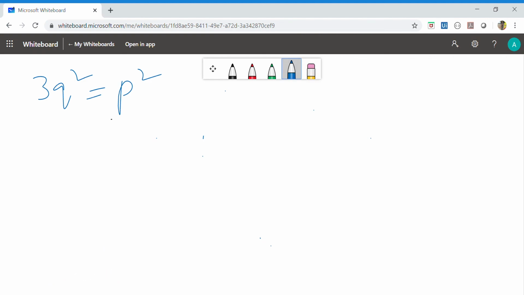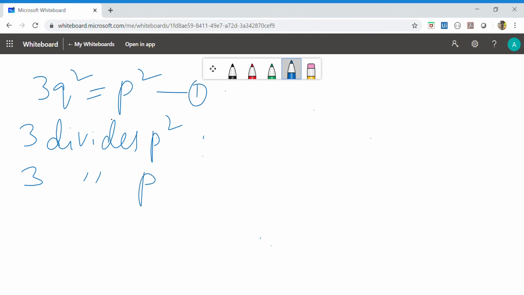Then, just now I said the statement that if P is a prime and P divides A square, P divides A also. Here 3Q square is a multiple of 3. P square is represented as 3Q square, so P square is divisible by 3. If 3 divides P square, automatically 3 divides P also. This is the first statement, this is the second statement: 3 divides P square, then 3 divides P also.